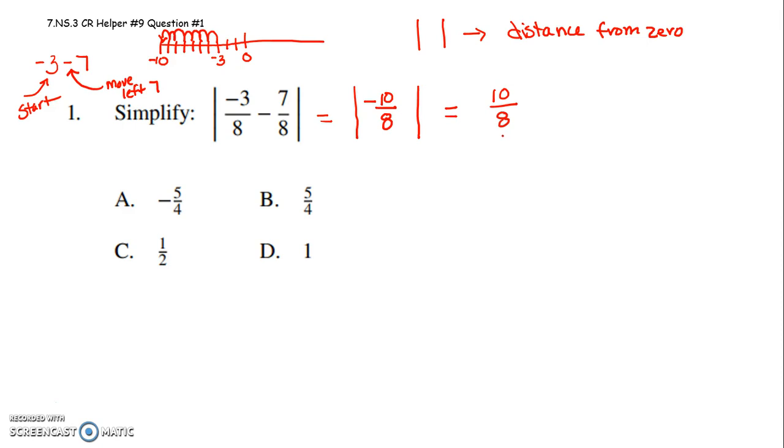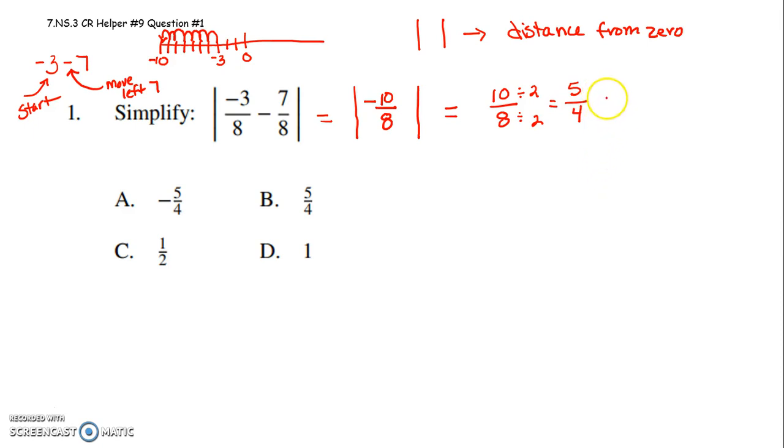One last step here is we want to write this in simplest form. I can see that I can divide numerator and denominator both by 2. 10 divided by 2 is 5. 8 divided by 2 is 4. And in this case, that's how they give the answer.